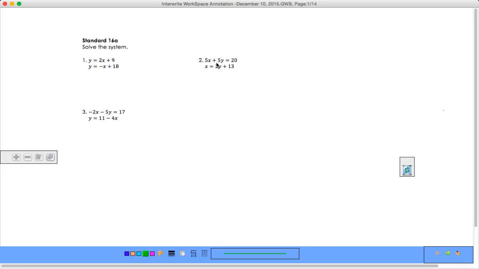all by itself. So I can take whatever x is equal to, in this case, 2y plus 13, and I'm going to plug that in for x. So I'm going to replace the x in the other equation. So I have 5, and then where x is 2y plus 13 plus 5y equals 20.